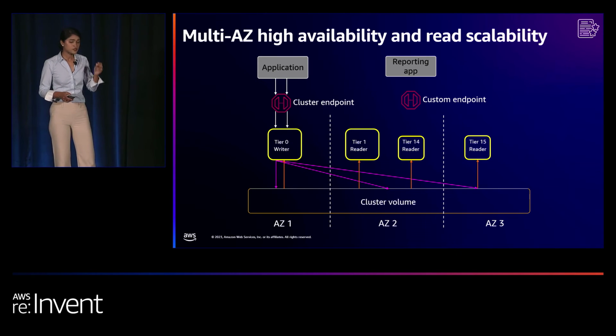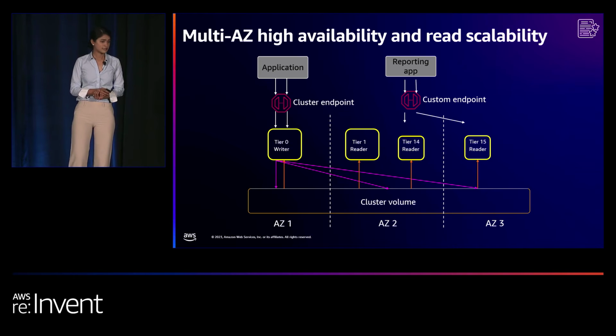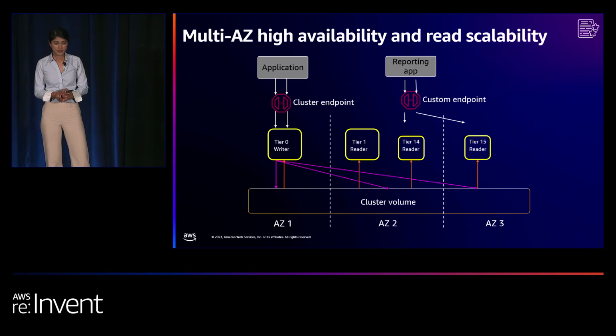Now, you could be bunching together a group of other reader instances for a requirement of a separate reporting app, which has a different spiky behavior. So here we have a reporting app that talks to a custom endpoint that's in turn talking to those two instances for this particular example. Now, you saw when the writer scaled, nothing happened to these instances. But when there is load coming from the reporting app, with these priority tiers of 14 and 15, these instances are going to scale up.